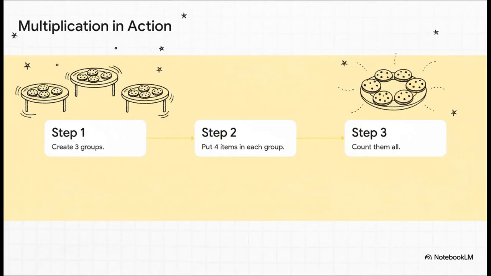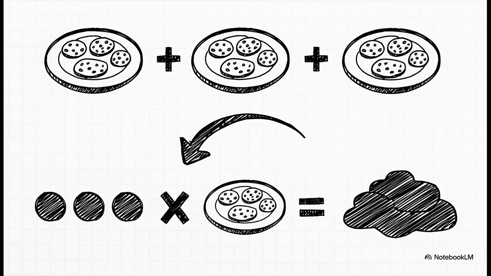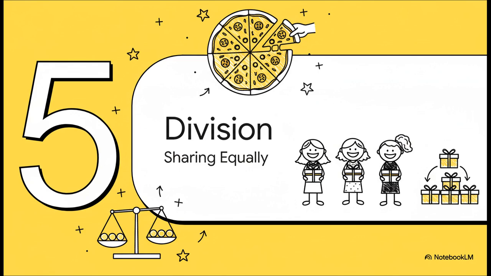Let's visualize this with, say, a party scenario. You've got 3 tables. On each table, you place a plate with exactly 4 cookies. See the pattern? You have 3 equal groups of 4. And this is where multiplication shows its power. Instead of adding 4 plus 4 plus 4, we can simply say we have 3 groups of 4, which gets us to 12. The multiplication sign basically means groups of. It's incredibly efficient.